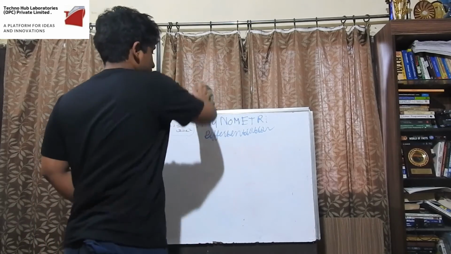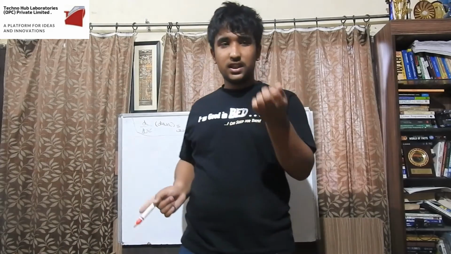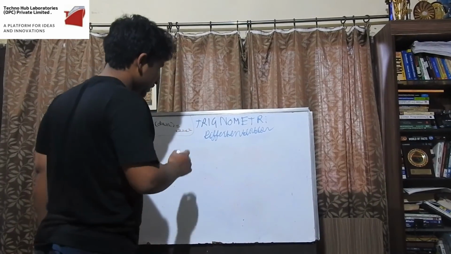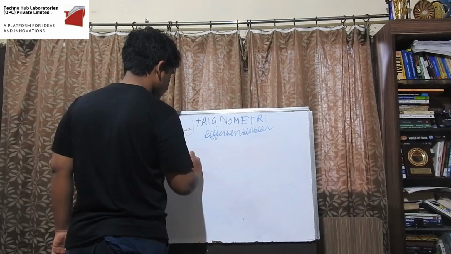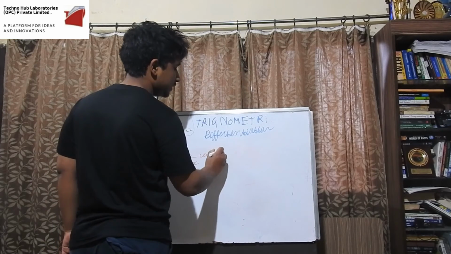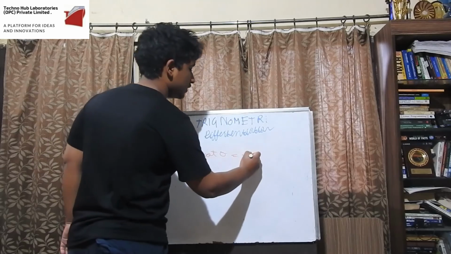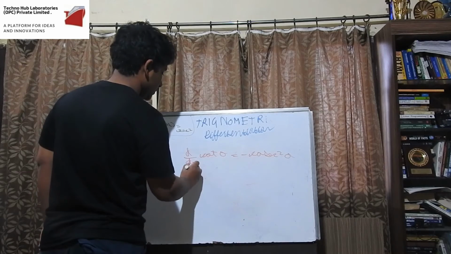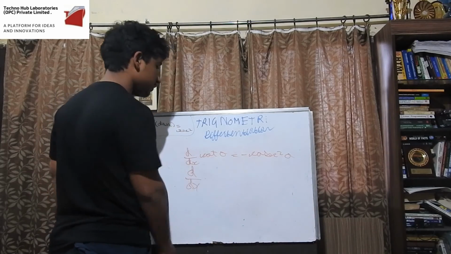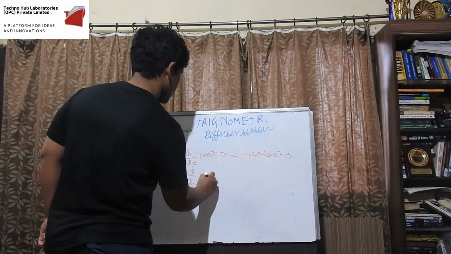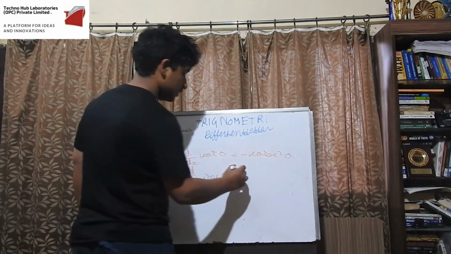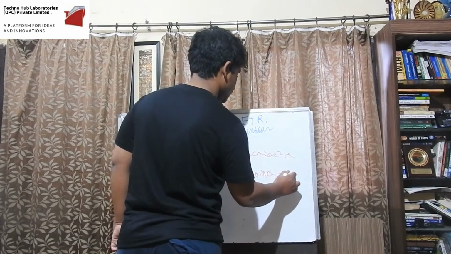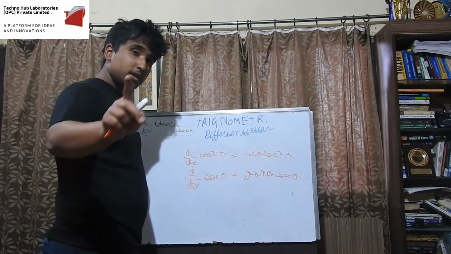Now guys, the other three differentiations are cot, cosec and sec. What you will do is very simple. Now I'll just write the differentiation directly. The derivative of cot, let's take a variable theta, is minus cosec square theta. Watch carefully: the d by dx of sec theta is tan theta sec theta.